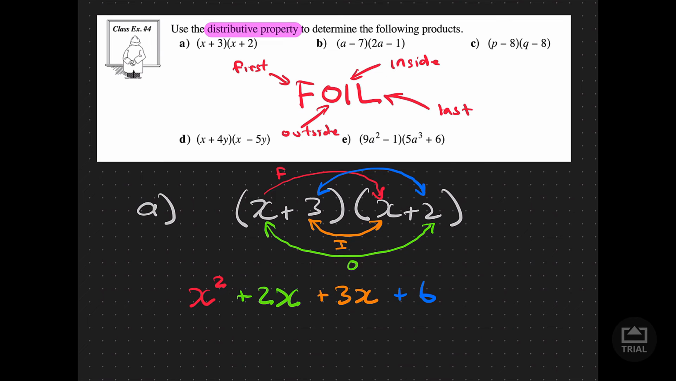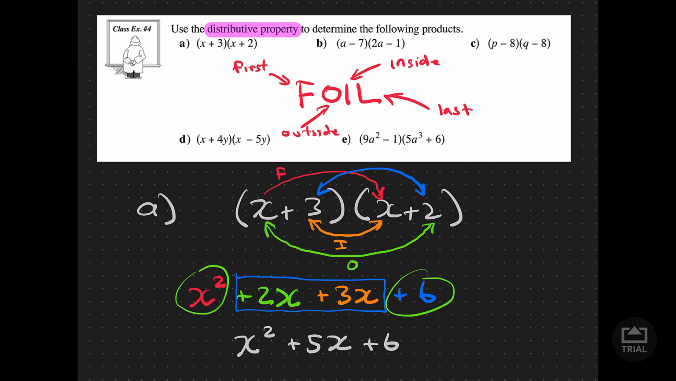Okay, you should notice that these two have the same variable with the same degree, so they're going to be combined together. And we also have an x squared and a positive 6 right here. So when I lay this out by gathering terms and putting it in descending order of degree, it's going to be x squared plus 5x plus 6, and that is your final answer.